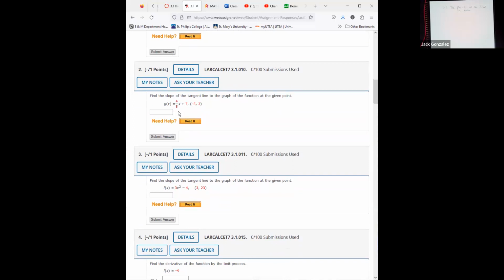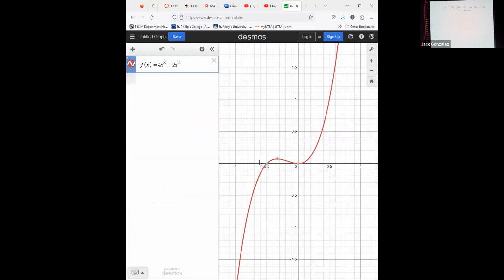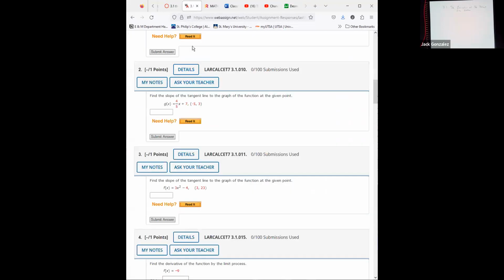Find the slope of the tangent line to the graph of the function. Do you agree that this is a linear function? So that means that no matter what point we choose, it'll have the same rate, right? It's not going to be like this one that is increasing, decreasing, whatever. It's just a straight up line. The slope would be the same as a tangent line slope. So obviously for here, all you would do is put 4/5.